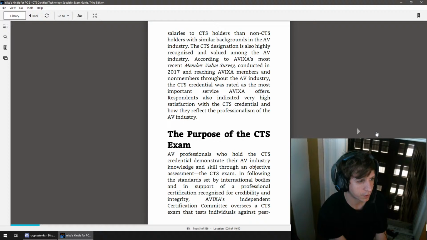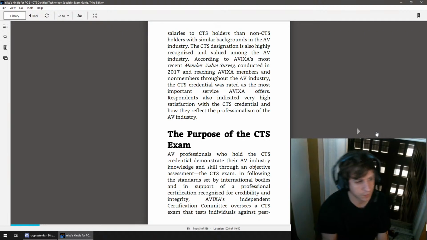The purpose of the CTS exam. AV professionals who hold the CTS credential demonstrate their AV industry knowledge and skill through an objective assessment of the CTS exam, following the standards set by international bodies and in support of a professional certification recognized for credibility and integrity.